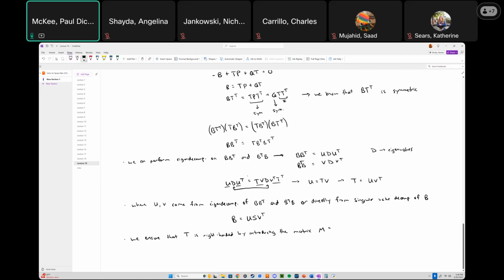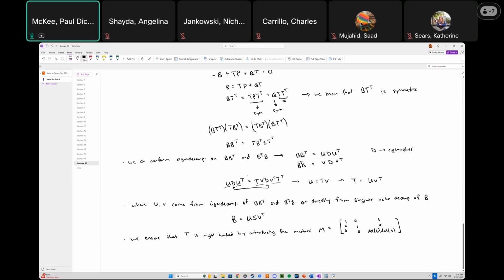Where M is the identity matrix, except this term is determinant of U multiplied by determinant of V. And then 0, 0, 0, 0, 0, 0. Okay. What this does is, if we say U V transpose is T, which you might notice, U V transpose is basically B except for our singular value. So we're really just scaling it down.